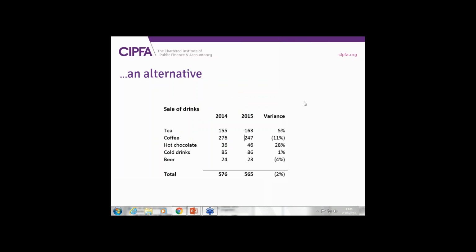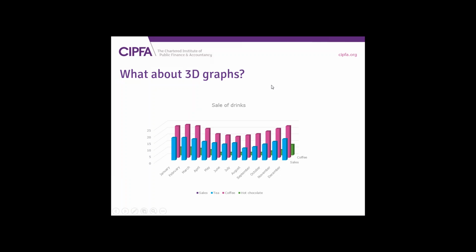So all of those charts I can live with. I'm not a big fan of cluster charts. I'm really not a big fan of stacked bar charts, but I can live with them. I can live with pie charts. I quite like pie charts. I love line charts. The ones I really can't live with are 3D graphs. I hate 3D graphs.